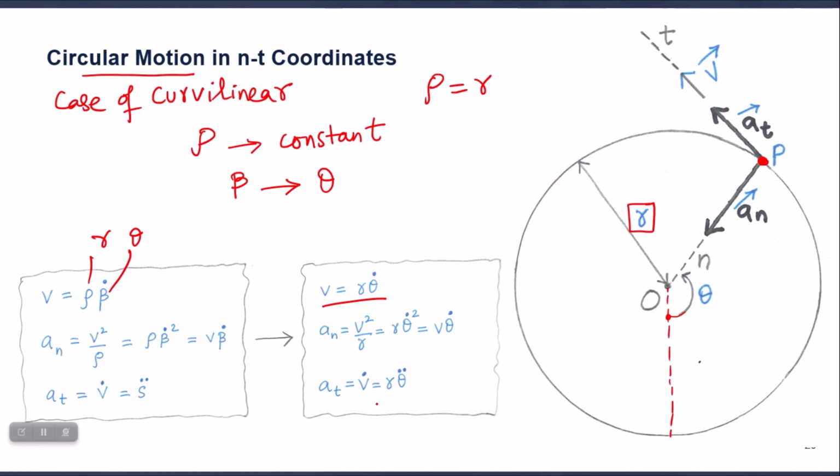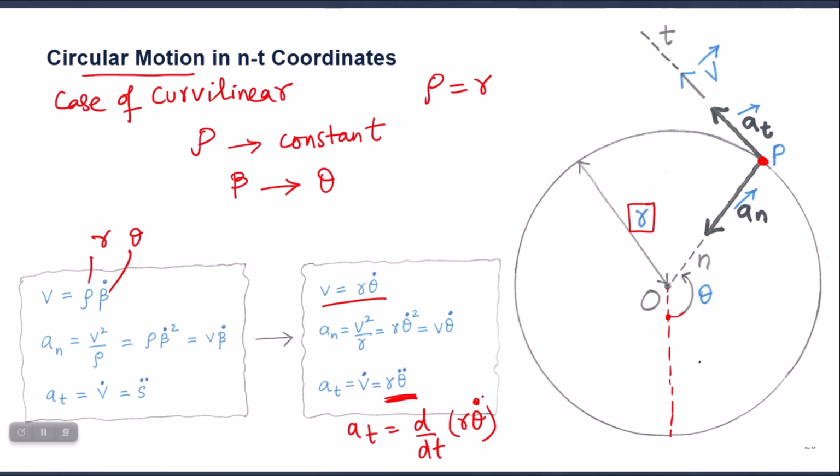So we can take r out. For example, here we can put V is equal to r theta dot, so a sub t becomes d by dt of V, and that is r theta dot, right? r is a constant quantity in circular motion, so r can be taken out of the equation, and the theta dot will become theta double dot, right? So a sub t is equal to r times theta double dot.